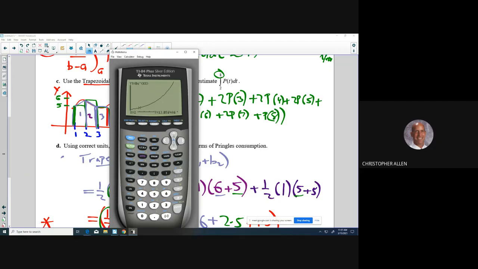The other thing that I could do is I could just go to table and go up to number 2 and go over here and it will tell me 13.856406, blah, blah, blah. That's how you do it. You don't have to do that in your head. You just use your calculator.